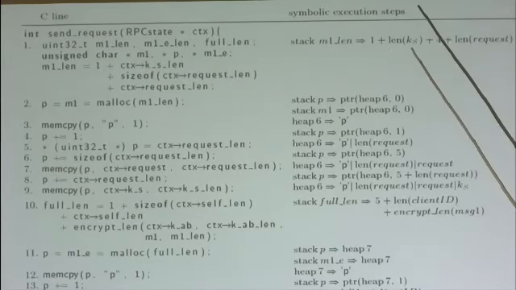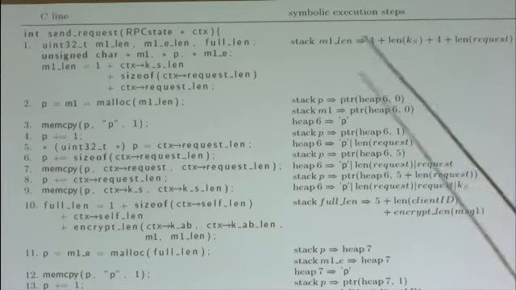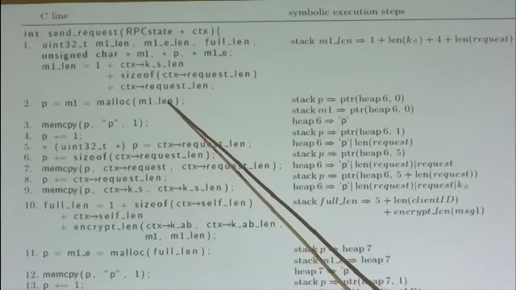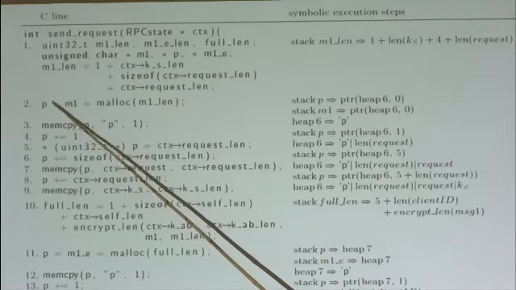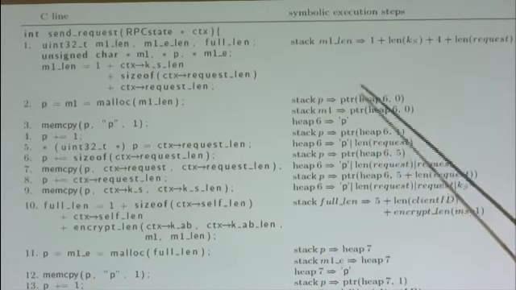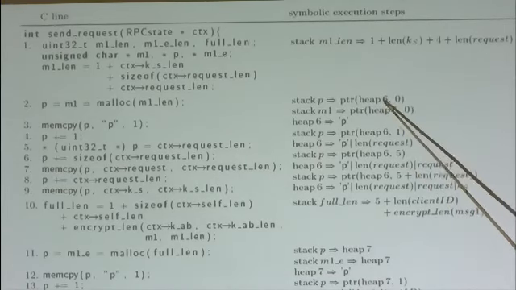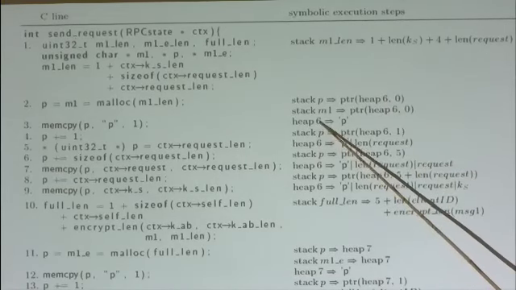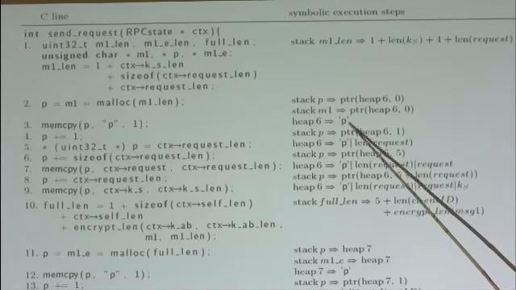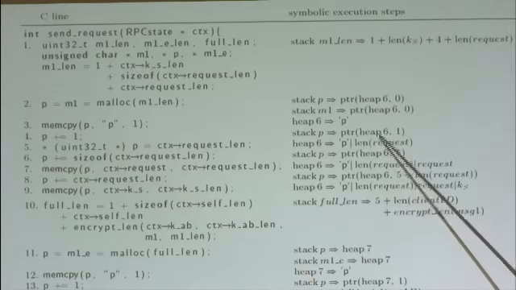So this is what I mean by symbolic expression. At runtime, this would be a particular number, but during the symbolic execution, we have an algebraic term. And then we malloc something of size m1 len and put that into the variables p and m1. So after executing that on the stack, p and m1 are pointers into the heap at a new variable called heap 6. And heap 6 itself, eventually, after doing a memcpy, has got the variable p in it. And p now has got the address of heap 6.